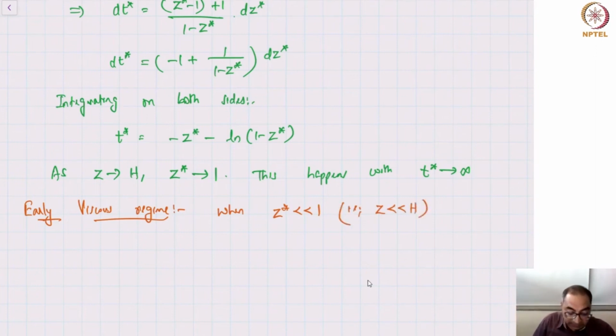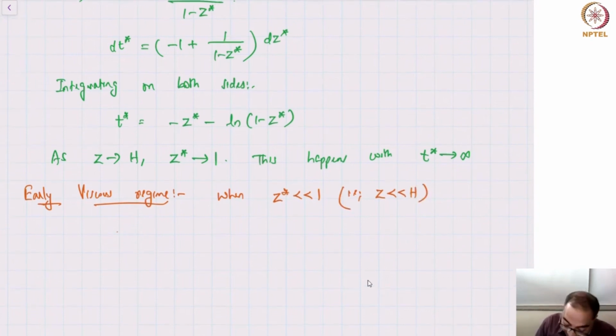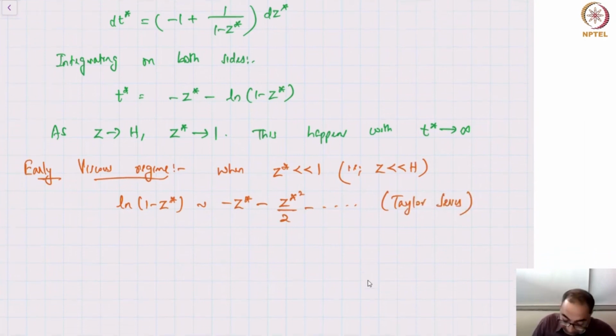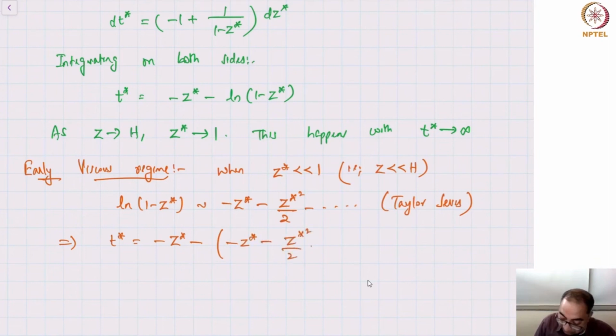Okay, and when this happens, I can use Taylor series expansion to write down the logarithm of 1 minus z star will go like minus z star minus z star square by 2 and so on. This is the Taylor series. Okay, and therefore if I substitute this, what do I get? I get t star is minus z star minus of the logarithm of this term, which is minus z star minus z star square by 2 and so on.